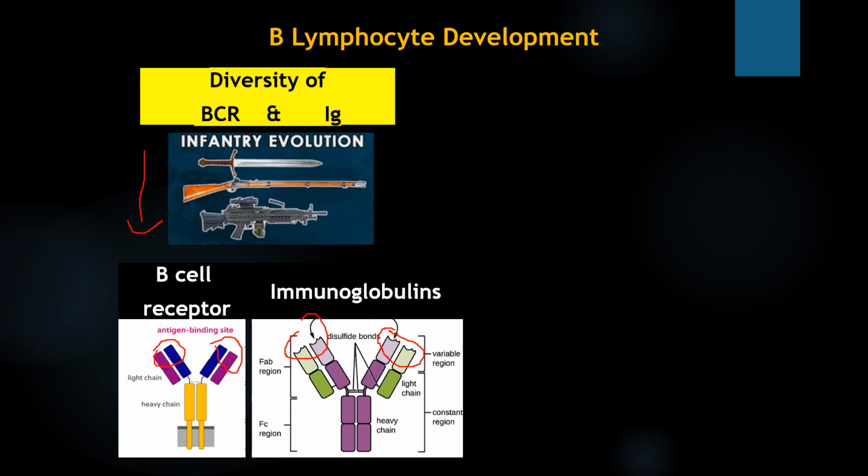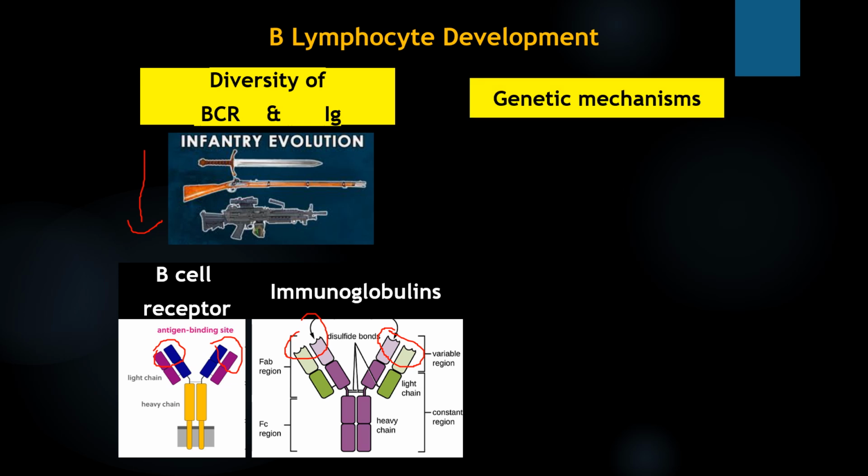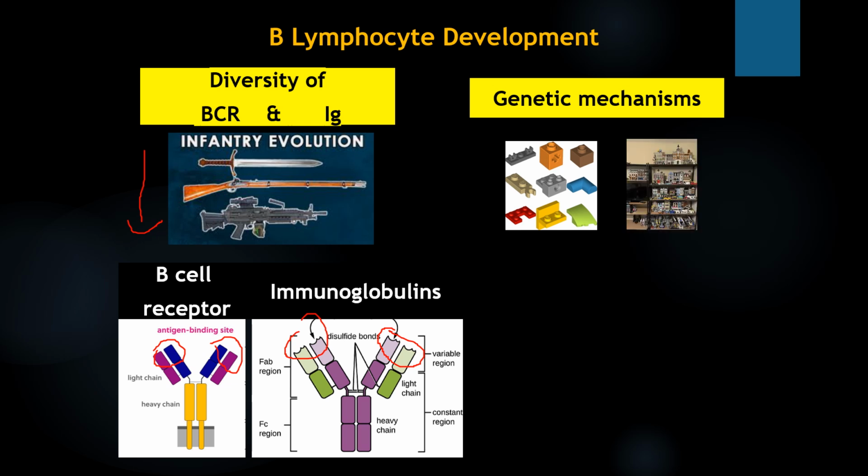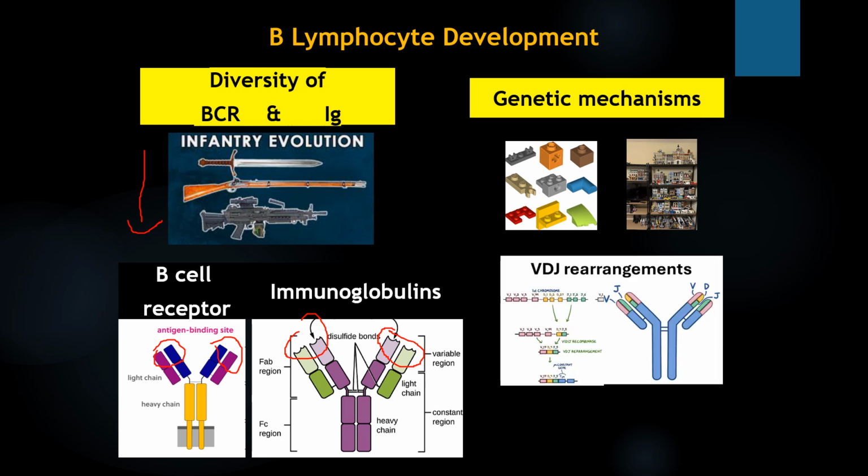And how does this change? It changes by several genetic mechanisms that I'm just going to talk about very briefly. I just want you to remember the names. But all of them work in a relatively similar way. That is, you have a few genes, a few pieces like Legos, and you can create a huge combination of shapes just by interchanging them. Maybe you have heard about this, that is very famous, the VDJ rearrangement.